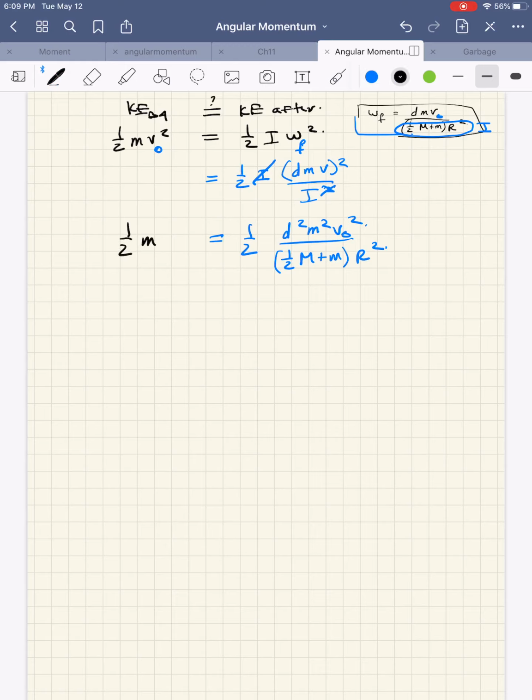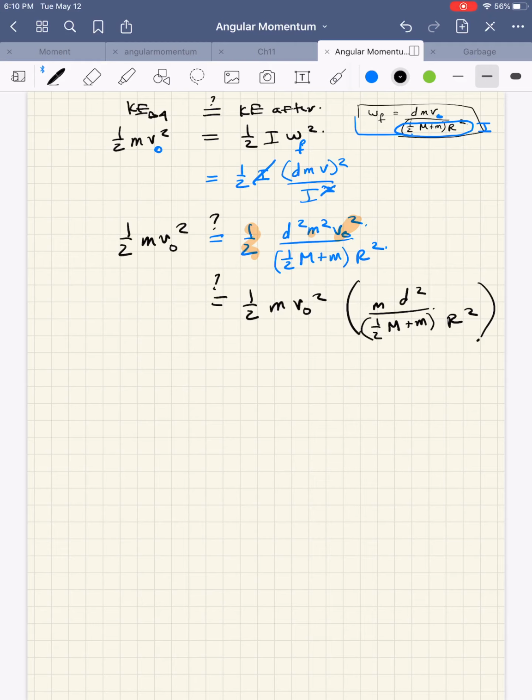And I'm really asking, does the left-hand side equal the right-hand side? Well, it's hard to see right now, but it doesn't. But I do see that I can pull out a 1/2 mv naught squared from this thing. I have a 1/2, one of those m's and the whole v naught squared. And I'll be left with m d squared over 1/2 m plus m r squared. Are these equal? Well, they're equal if this is 1. So does m d squared equal 1/2 m plus m r squared?